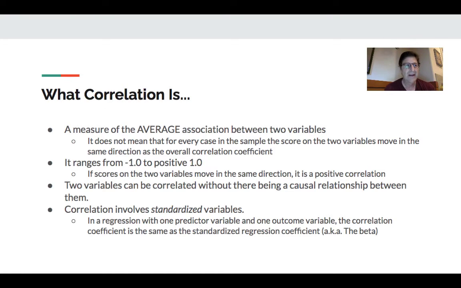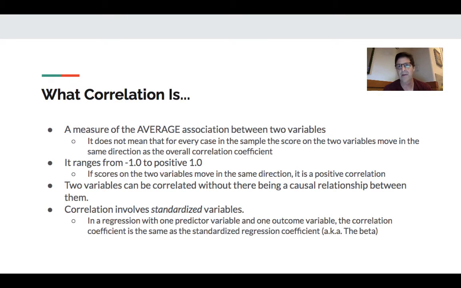Now, the reason that it's important to remember that it's an average is that this isn't going to be the case for everybody. There's going to be some students who don't study at all and get a really high score. There's going to be some students who study a lot and get a really low score. But on average, the more students study, the higher their score on the test is. That will be a positive correlation.